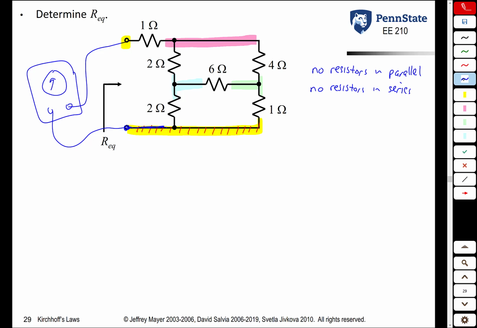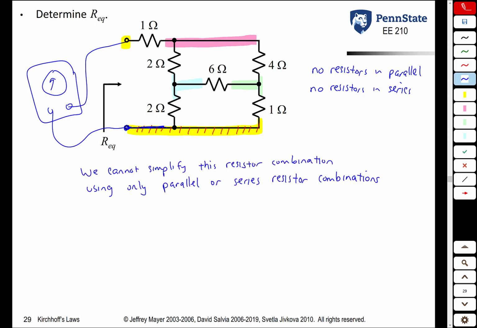Because there are no resistors in parallel and no resistors in series, we cannot simplify this resistor combination using just parallel and series combinations. Once again, we are not saying that there is not an equivalent resistance. There certainly is. As I mentioned at the beginning of this problem, if you hook up an ohm meter to this resistor combination, you will get an equivalent resistance. We simply can't find it using the techniques that we know already.